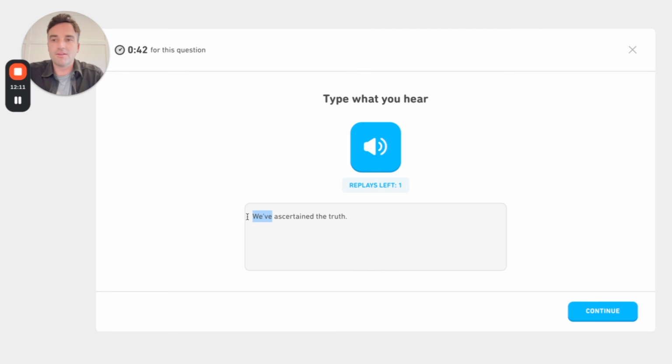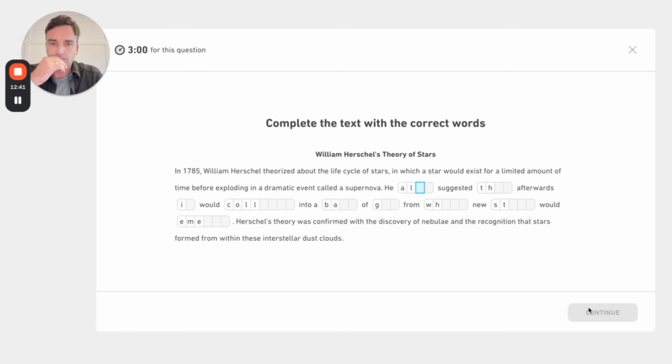Okay. Again here, if you listen closely, we've ascertained the truth. Not we have ascertained the truth. It says we've, so because of that, I'm going to write we've. However, I'm pretty sure that if you wrote we have, it would be fine. I will double check that with Duolingo, the DET support team, but I'll leave it in the comments below or in the description. I'm almost certain that would be okay. But better to write what you hear. I think that's just a safer way.